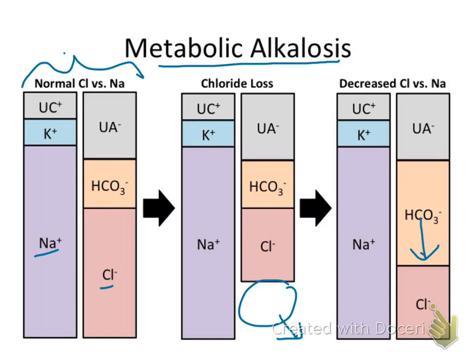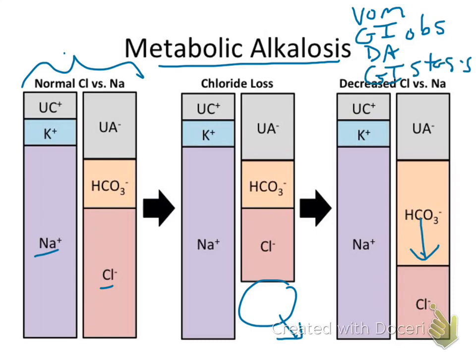Metabolic alkalosis is most commonly seen with vomiting, pyloric obstructions, so GI obstructions, also displaced abomasums or DAs, as well as gastrointestinal stasis. In these instances, gastric fluid, which is rich in hydrochloric acid, is either lost from the body or sequestered within the gastrointestinal lumen.